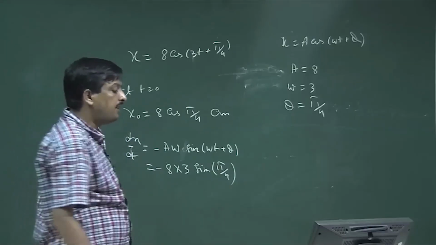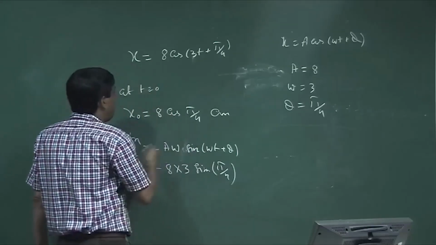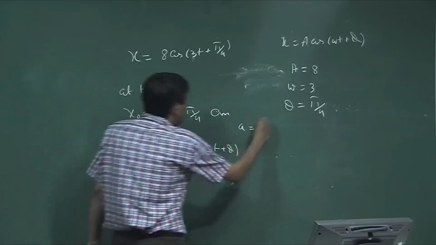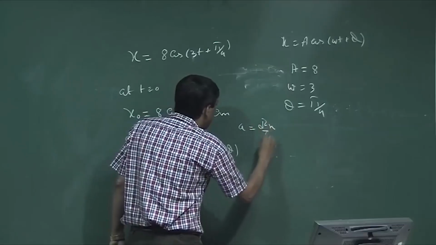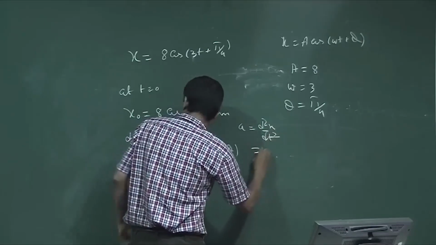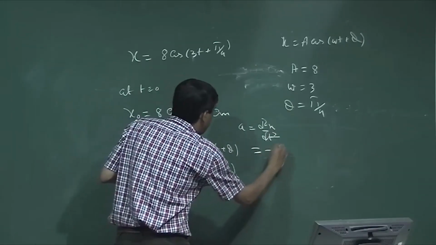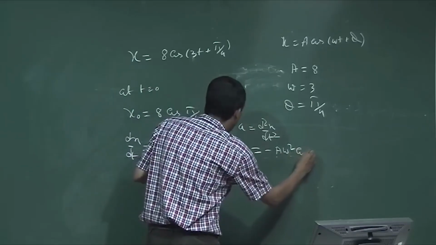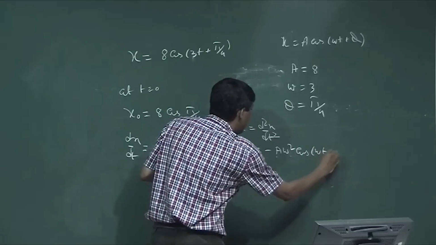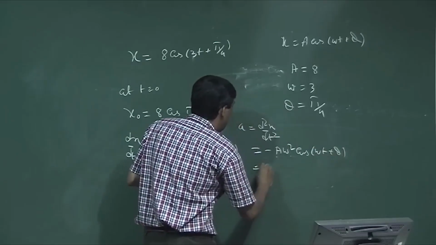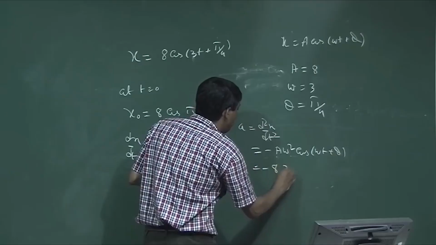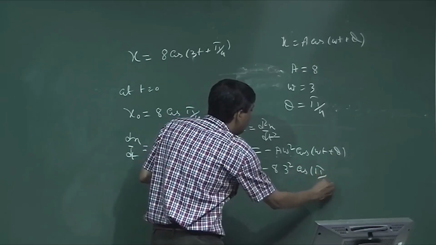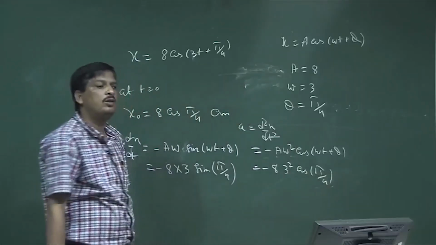Now, if I say what is the acceleration of this oscillation? Acceleration is nothing but d2x by dt square. So, it is minus A omega square cos(omega t plus phi). Again A is nothing but 8, omega square is 3 square, and cos pi by 4 at t equal to 0.